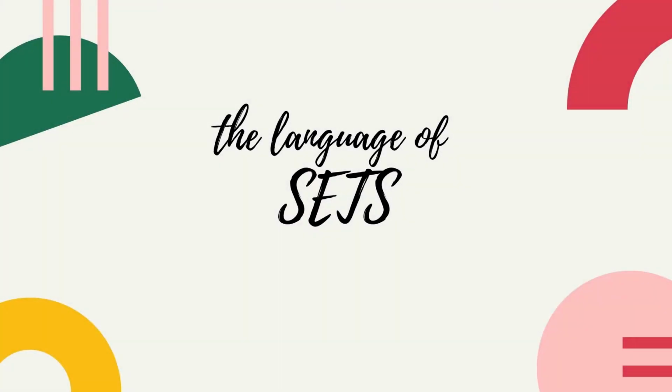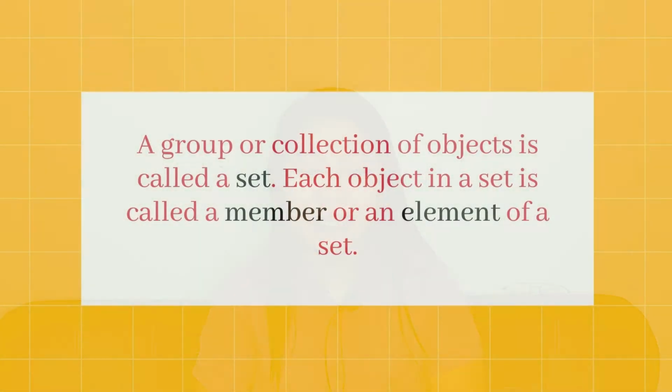Today, we are going to learn the language of sets. First, let's define sets. When we say set, it is a group or collection of objects. And each object in a set is called a member or an element of a set. We have three ways to describe sets.